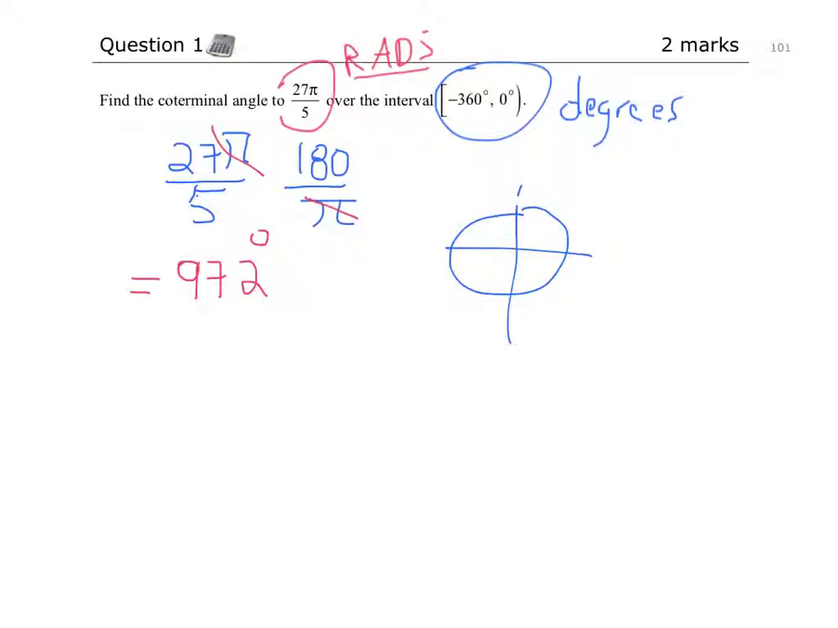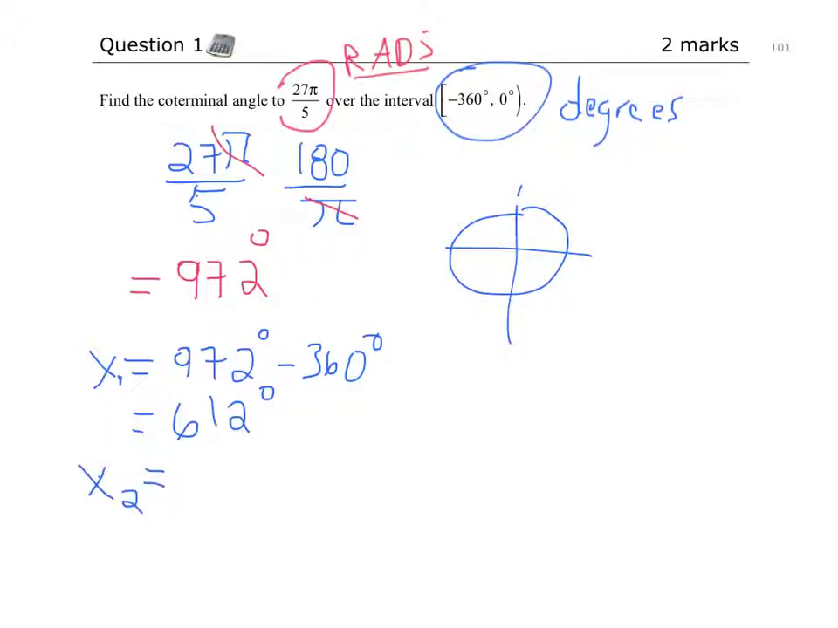So one coterminal angle, we'll call it x1, is 972 subtract 360. Now if you want to take a shortcut, of course, you could have just subtracted 720. So 972 subtract 360 is 612. Now I'll get x2. And this x1 and x2 are coterminal with the original one, which I'll call x0, 972.